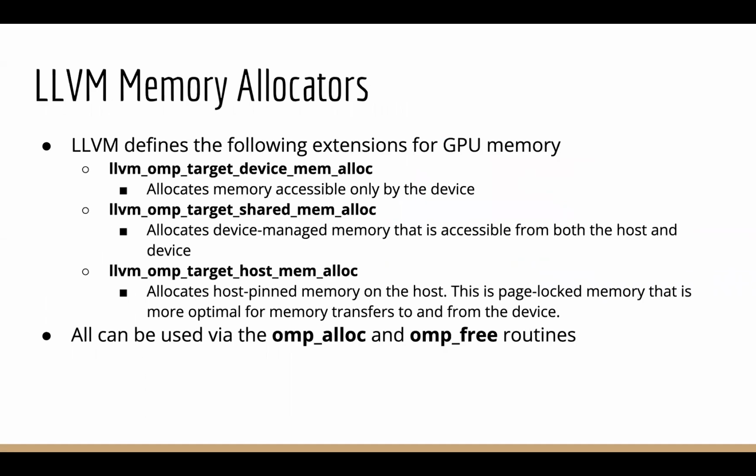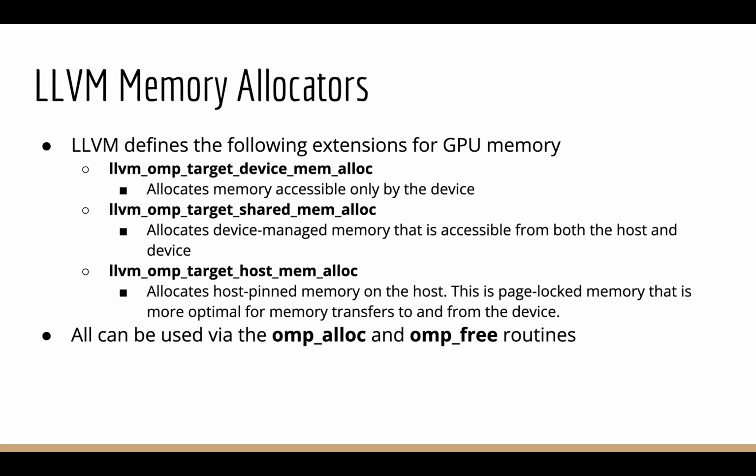So these are the LLVM memory allocator extensions we support, and these basically let you allocate some types of specialized memory that certain runtimes provide. The first one is the omp_target_device_mem_alloc, and this is basically just standard device memory as you would get from something like CUDA's cudaMalloc. You can allocate it from the host and then pass it into the target device using the is_device_ptr argument.